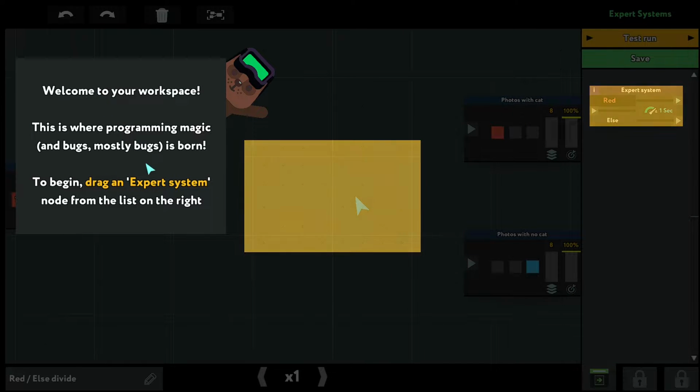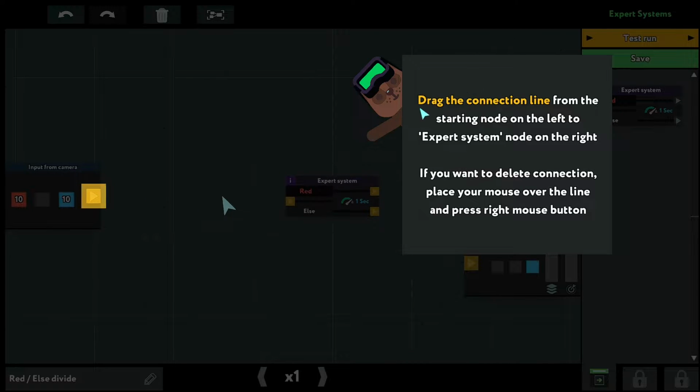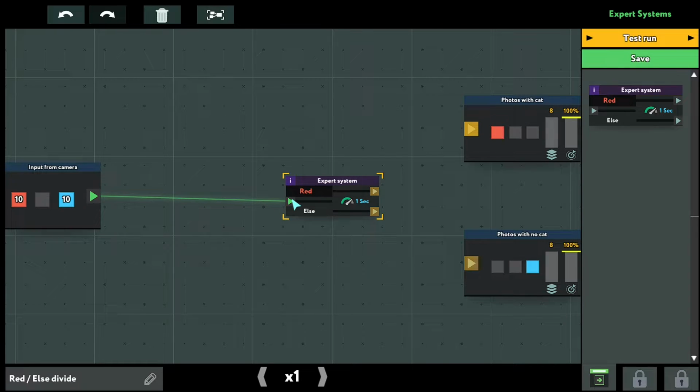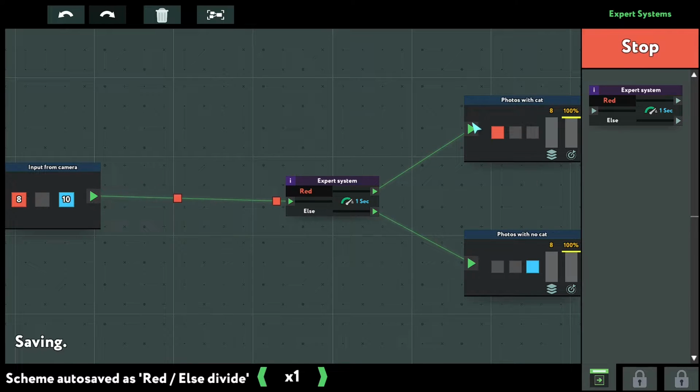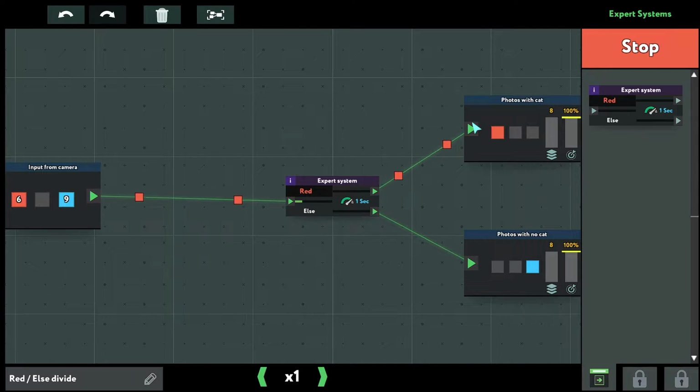Okay, welcome to your workspace. This is where programming magic and bugs, mostly bugs, is born. To begin, drag an expert system node from the list on the right. Drag the connecting line from the starting node on the left to the expert system node on the right. If you want to delete the connection, right click on it. Okay. That goes there. And that goes to photos with cat and photos with no cat. And then we click test run. Okay, so we have red goes here and everything else goes here. That makes sense. It does it every 1 second apparently.